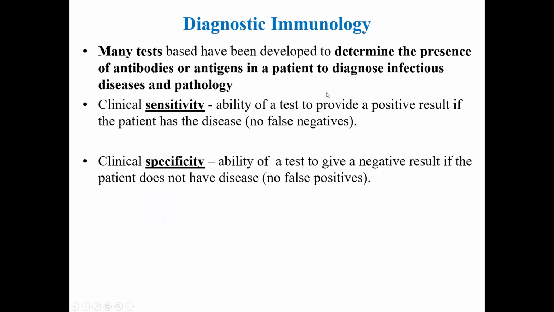So in diagnostic immunology, we use what I told earlier, antigen-antibody detection. There is clinical sensitivity, which is the ability of a test to provide positive results if the patient has the disease, while specificity is the ability of the test to give negative results if the patient does not have the disease, so no false positives. Test validity improves when sensitivity and specificity are higher.